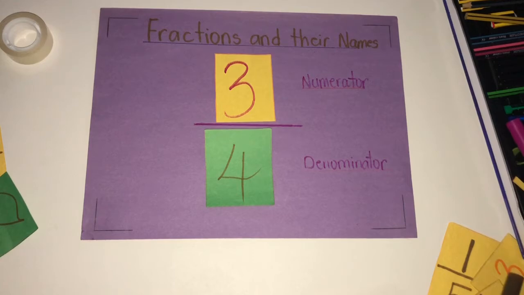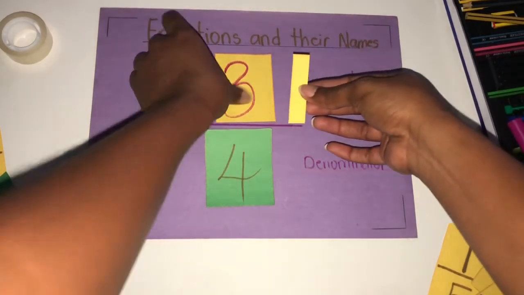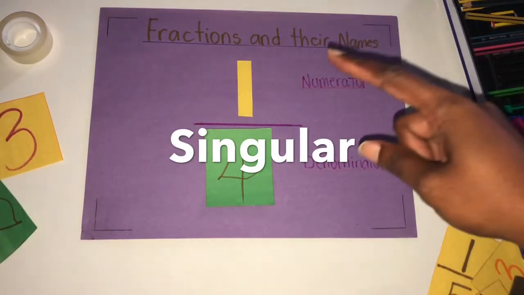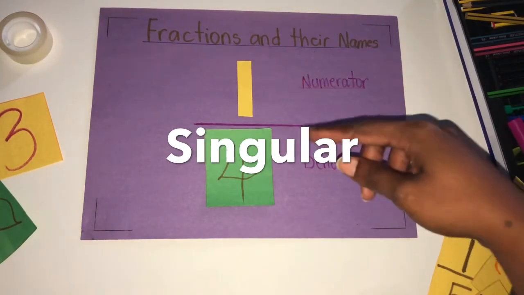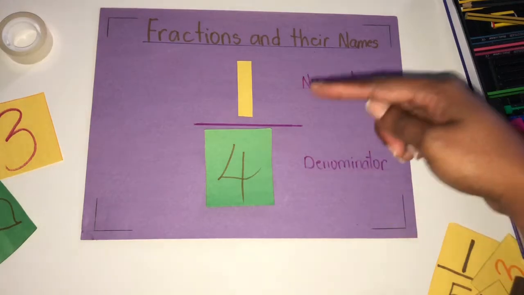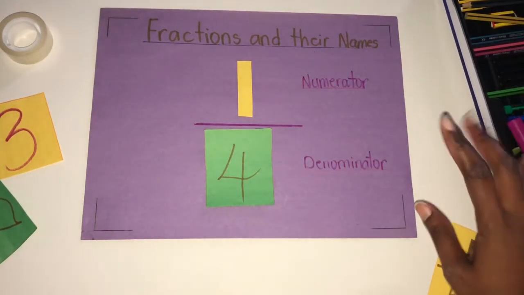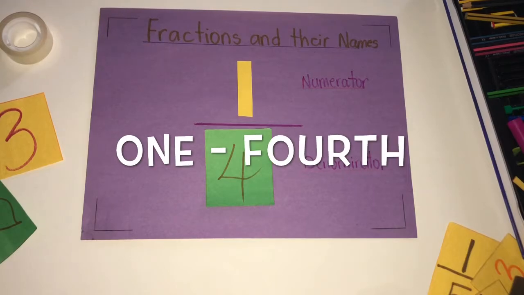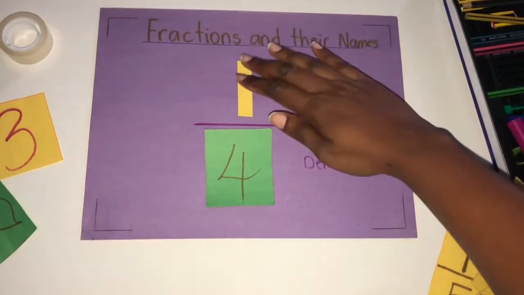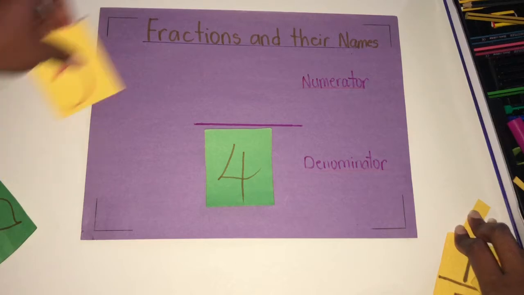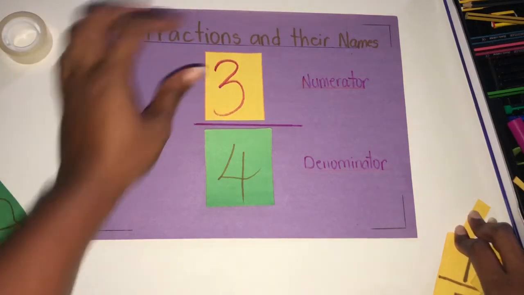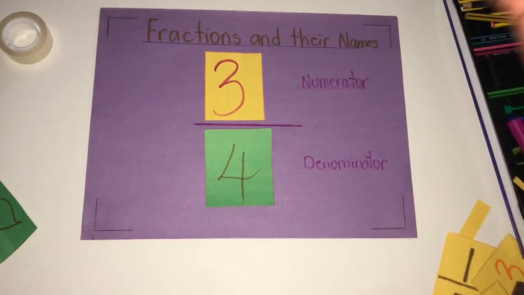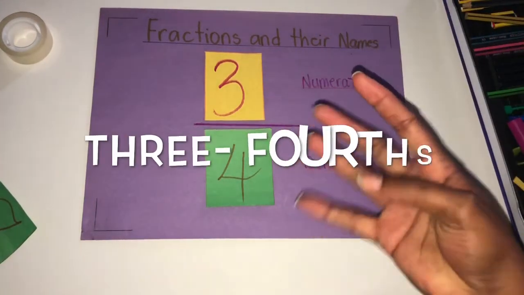However, if we had 1 at the top, then it is singular, right? Because singular means 1. In this case, the fraction would be one fourth, and that's singular. But because we're talking about 3 out of 4, it is plural. So it is three fourths, with the S.